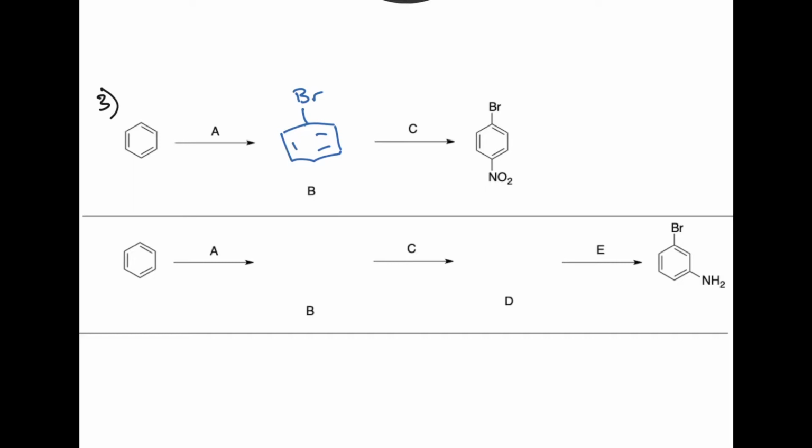So how do I put on a bromine on a benzene ring? I'm assuming it has something to do with bromine, and then I'm going to add something to it. Not light. Light puts bromines at the benzylic position. FeBr3.